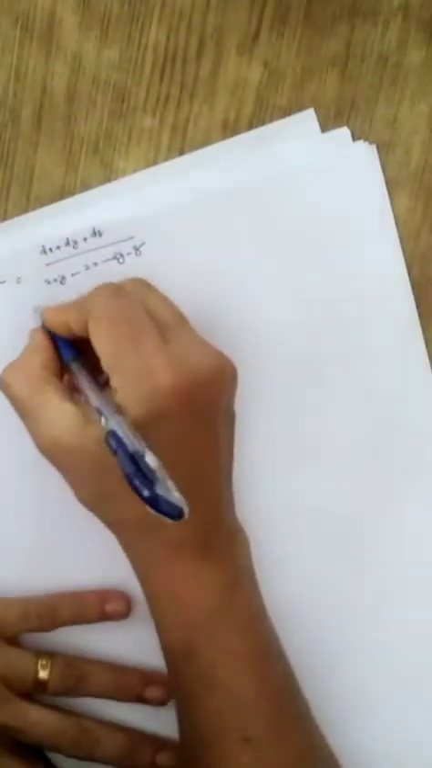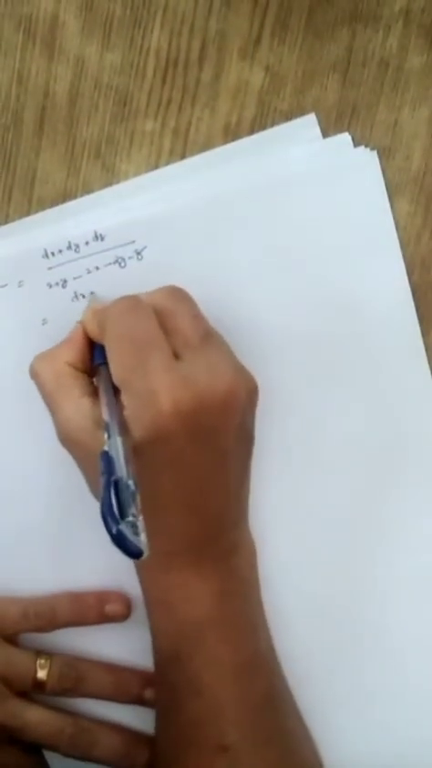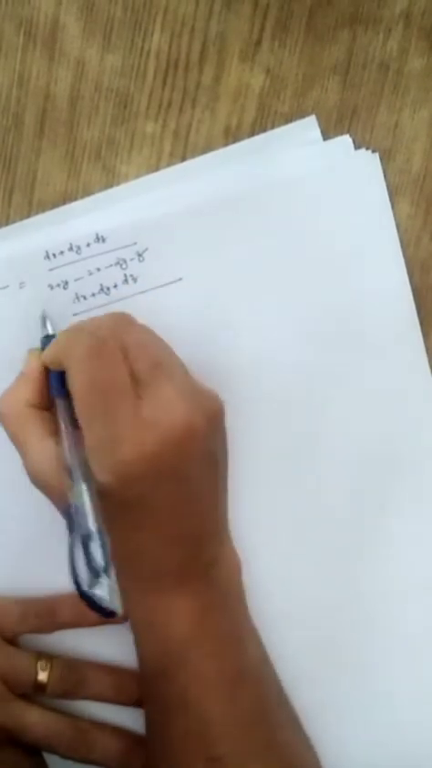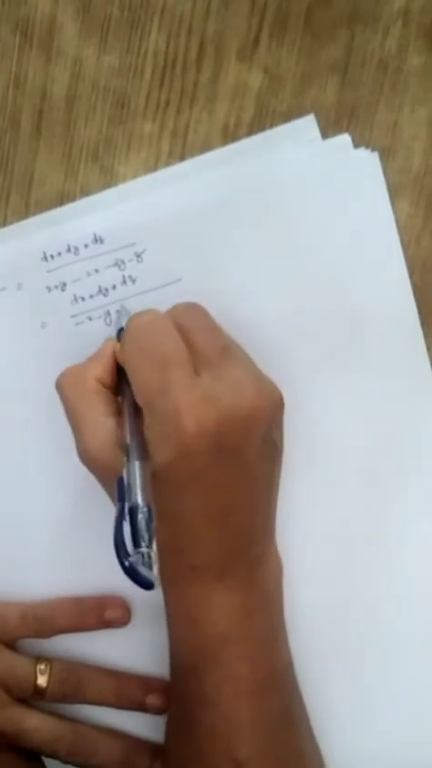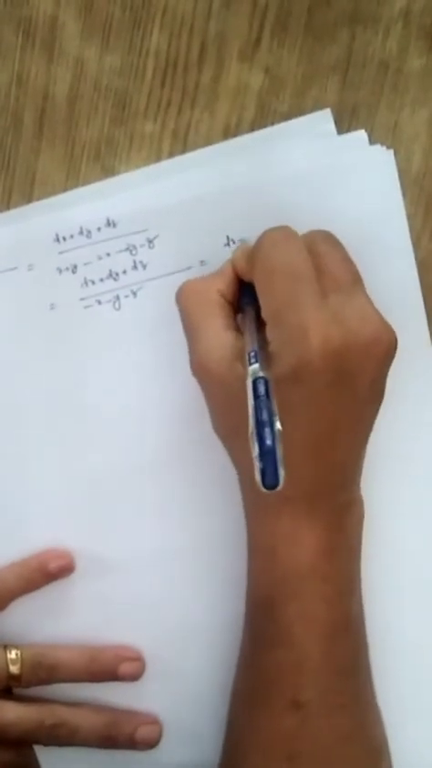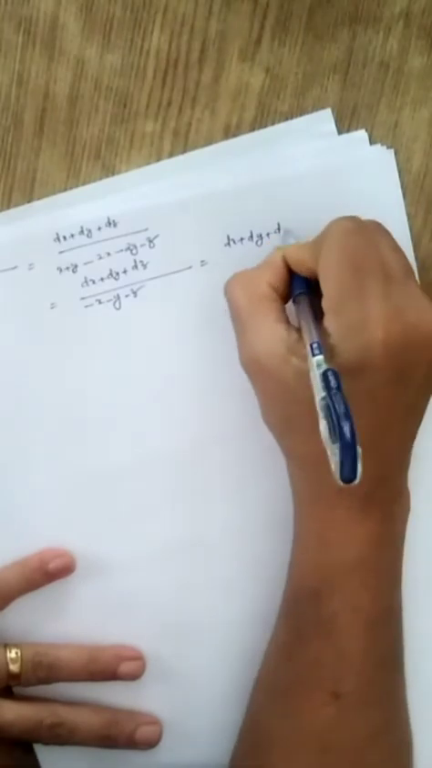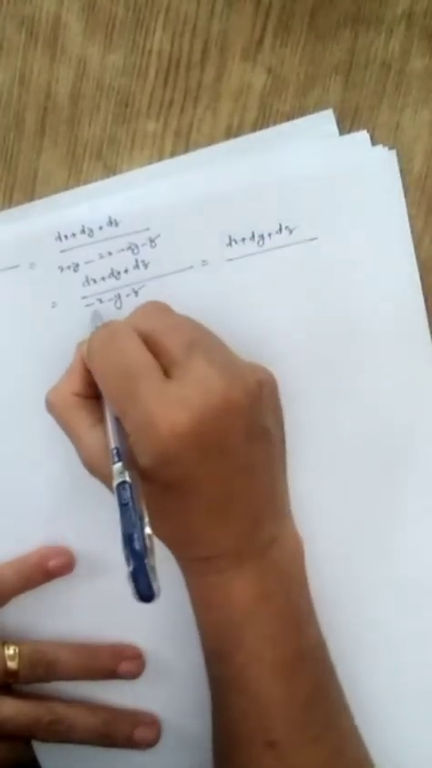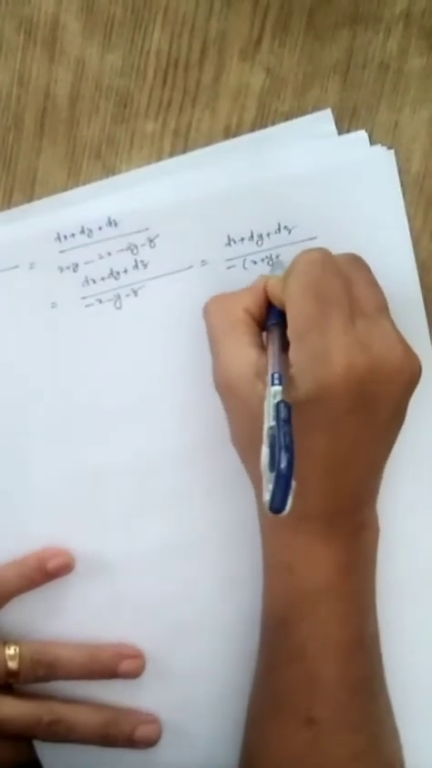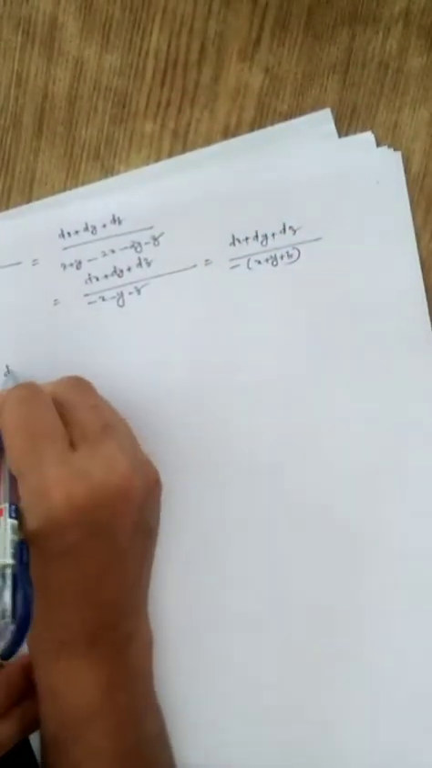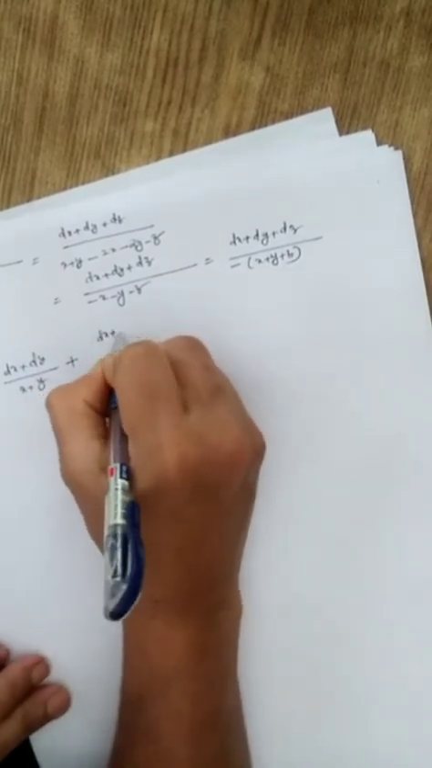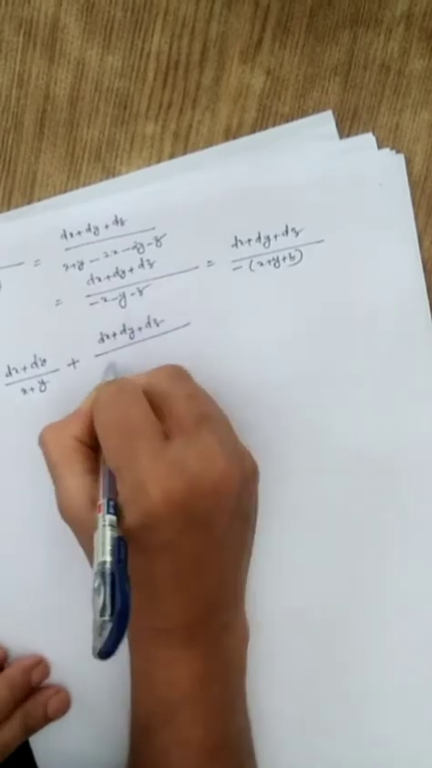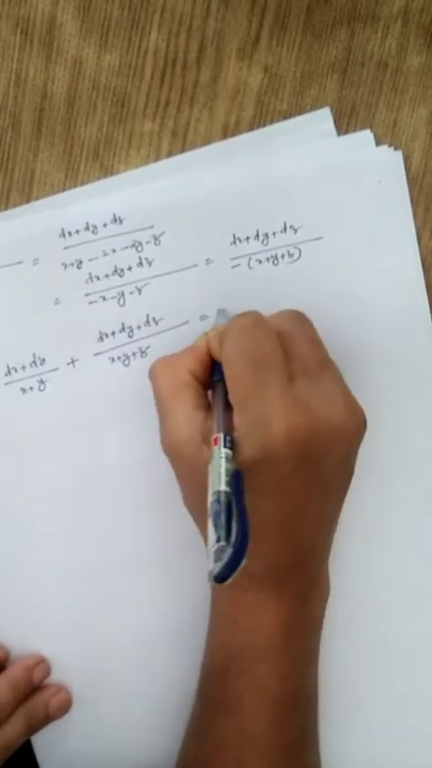It is equal to dx plus dy plus dz divided by x minus 2x is minus x, y minus 2y is minus y, and minus z. That's equal to dx plus dy plus dz divided by, from this we can take minus outside, minus of x plus y plus z. Now taking this negative right side to the left side, we have dx plus dy by x plus y plus dx plus dy plus dz by x plus y plus z equal to 0.